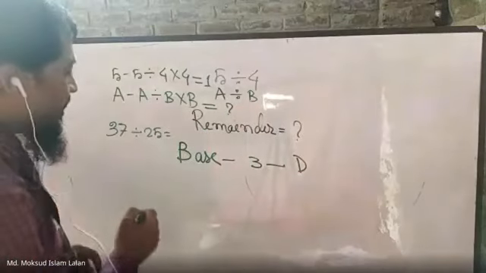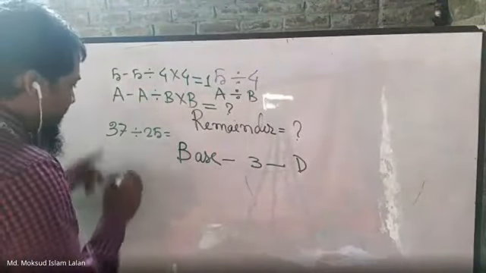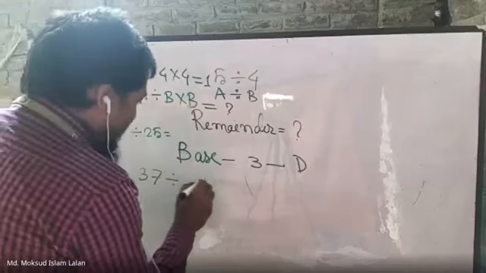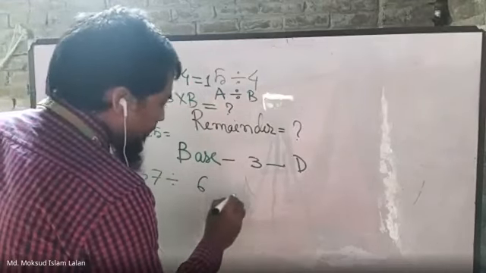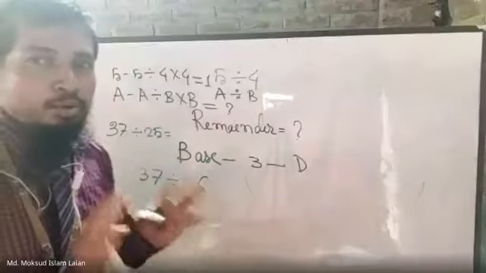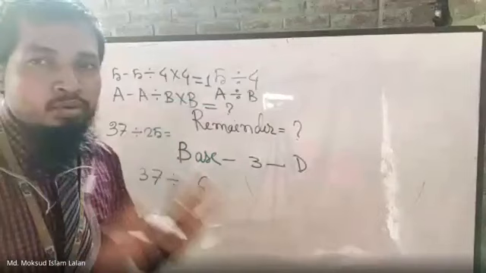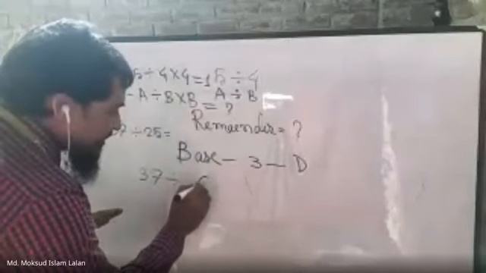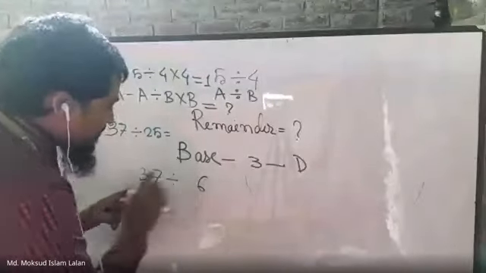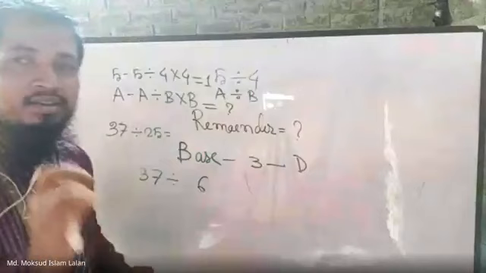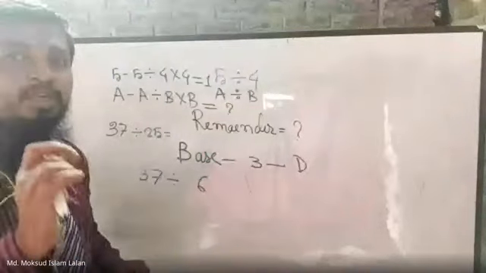Or another way, you can do it something like this. For example, if I say 37 divide 6, what will be the remainder? The remainder will be 1, right? We know that from the calculator. Now what is the manual way? Here, this is the divisor. After pressing 37 divide 6, you will get 6 point something, right, Iqbal?